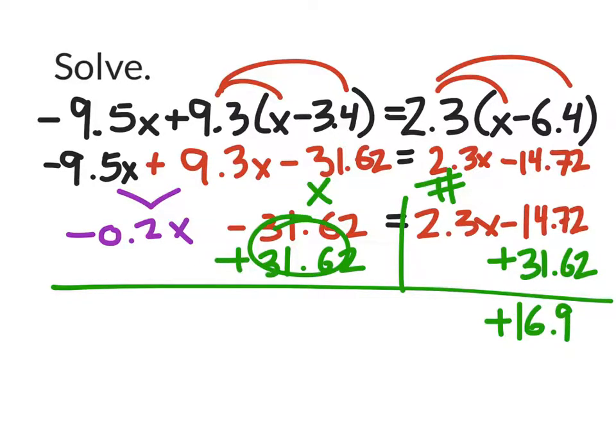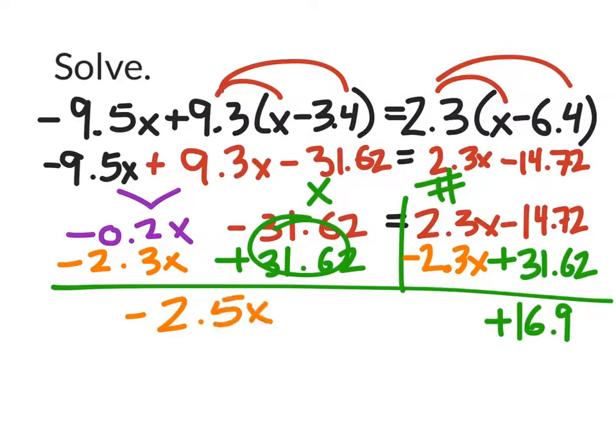Then we got the other stuff, right? The x's. That 2.3x in red needs to be zeroed out because it's on the number side of things. So minus 2.3x. But again, if I do it to one side, I must do it to the other side as well. So minus 2.3x's. That's going to give me negative 2.5x's, which now equals positive 16.9.